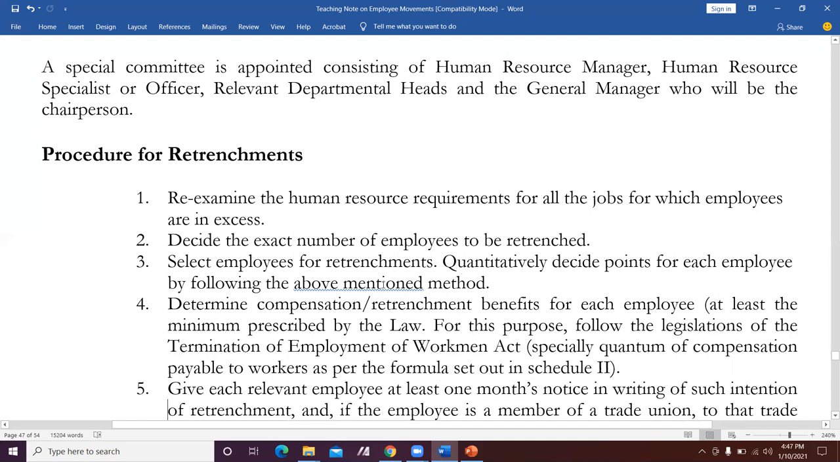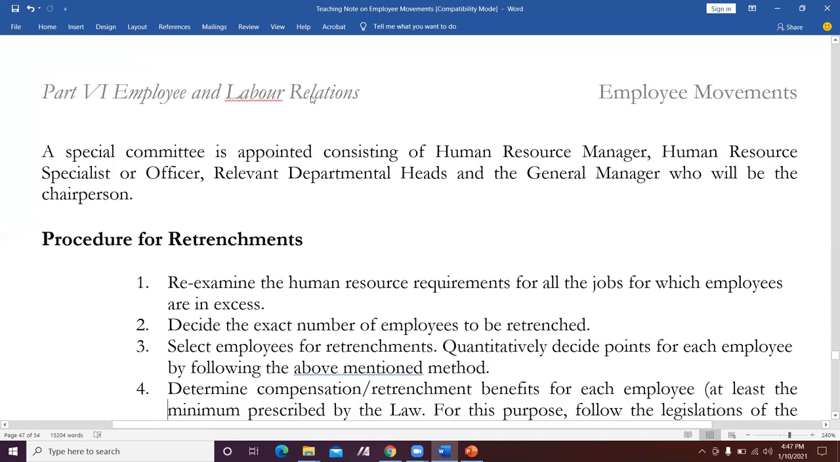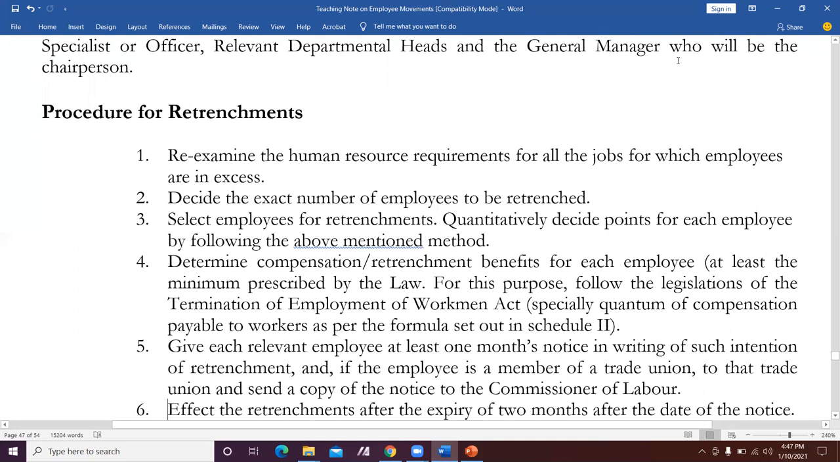Quantitatively decide points for each employee by following the method mentioned above. Then determine compensation and retrenchment benefits for each employee, at least the minimum prescribed by law. For this purpose, follow the Termination of Employment of Workmen Act. Workmen means workwomen also. The quantum of compensation payable to workers is per the formula in Schedule 2. Please go to the internet and find Schedule 2 of this act.